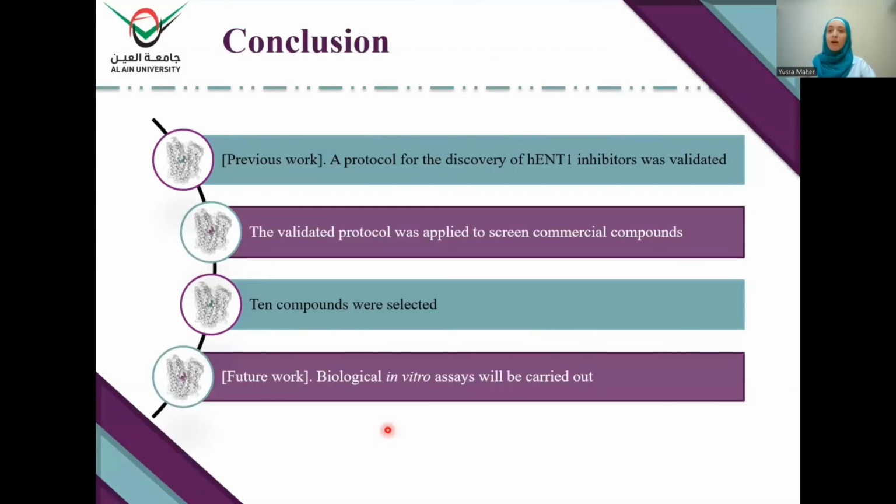To sum up, following the successful validation of a protocol for the identification of new hENT1 inhibitors, which was done last year, we proceeded to apply this protocol to screen over 200,000 commercial compounds. And later this year, we will be carrying out biological in vitro assays to ensure that the 10 compounds we selected actually inhibit the hENT1.